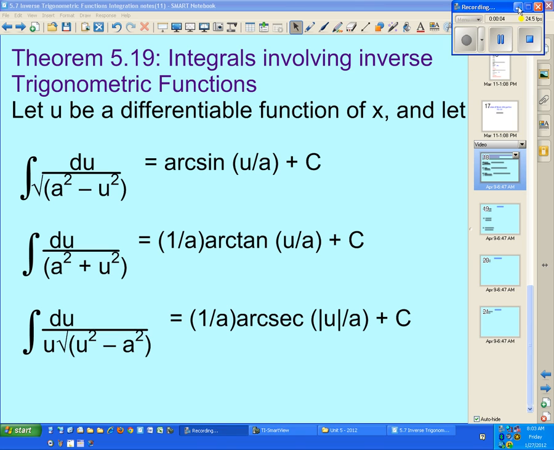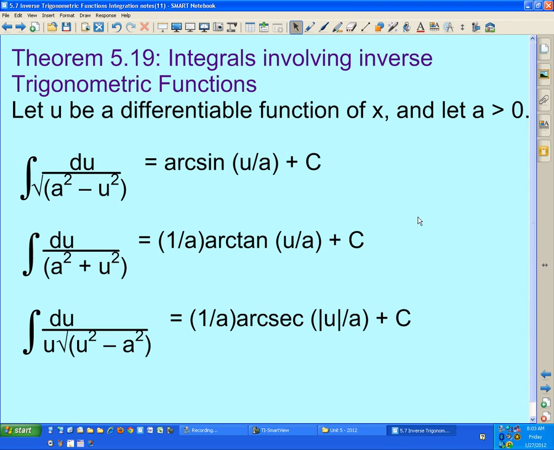It's 5.7, inverse trig functions integration, and this is obviously the reverse operation of what we were doing when we were doing differentiation in 5.6. And so these are the rules that you need to remember.